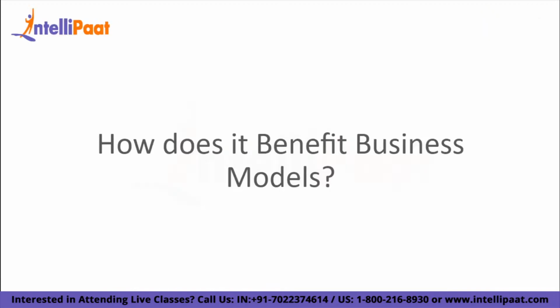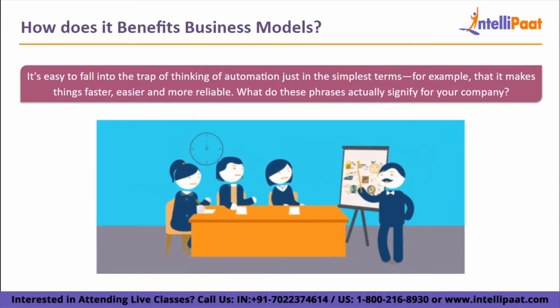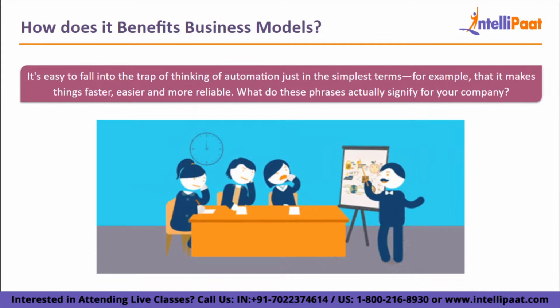So, our next agenda is how does it actually benefit these business models? Now, it's very easy to fall into the trap of thinking of automation just in the simplest terms. For example, that it makes things faster, easier, and more reliable. But what do these phrases actually signify for your company? A great understanding of what these systems have to offer is very necessary in order to be able to speak intelligently about how they deliver genuine value.